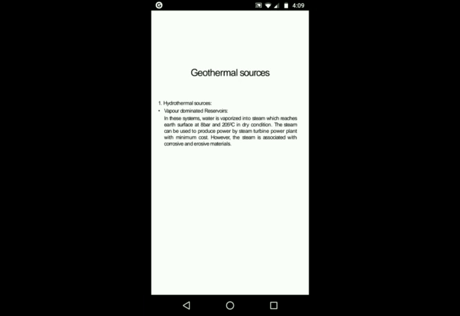First of all, what is a dry steam field? The dry steam field is the most desirable form of geothermal energy. The steam is clean and easy to convert into electrical energy. Overall cost is considerably less than nuclear power. California is a good example of dry steam fields.